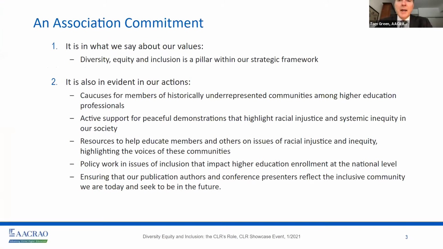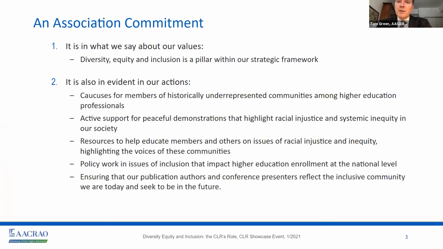Oh, thank you. I'm Tom Green, the Associate Executive Director at AACRAO, the American Association of Collegiate Registrars and Admissions Officers. This was such an interesting topic, thinking about student records as an equity tool or an equity barrier. It really is so closely aligned with our equity focus as an organization.